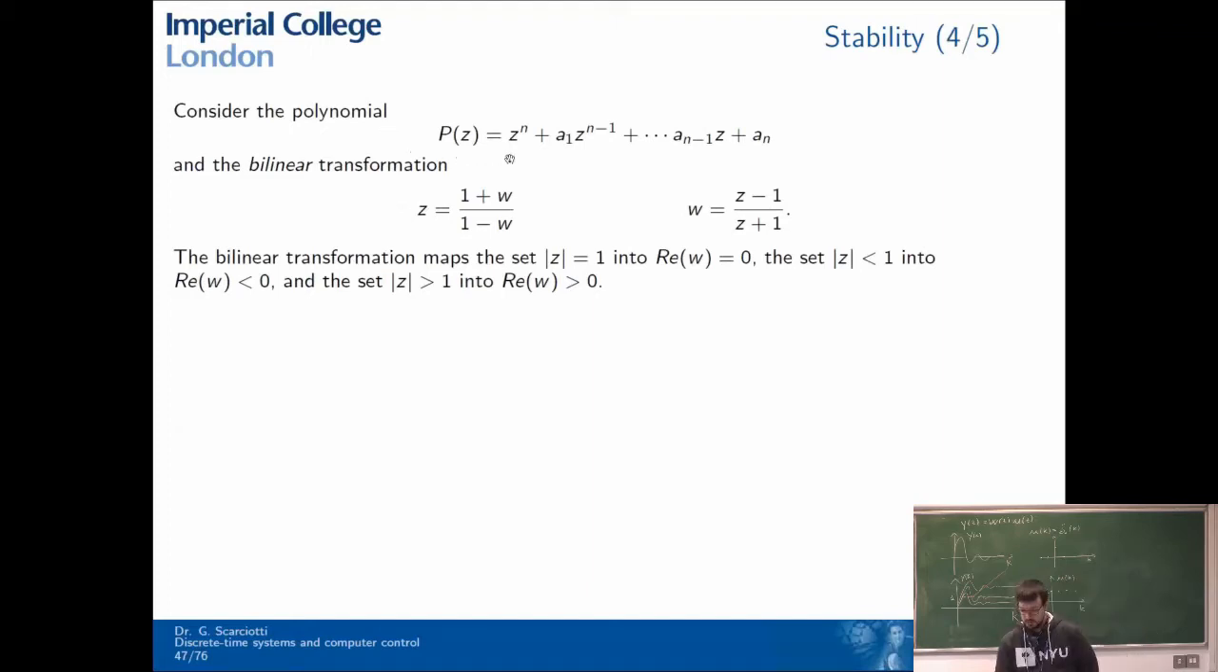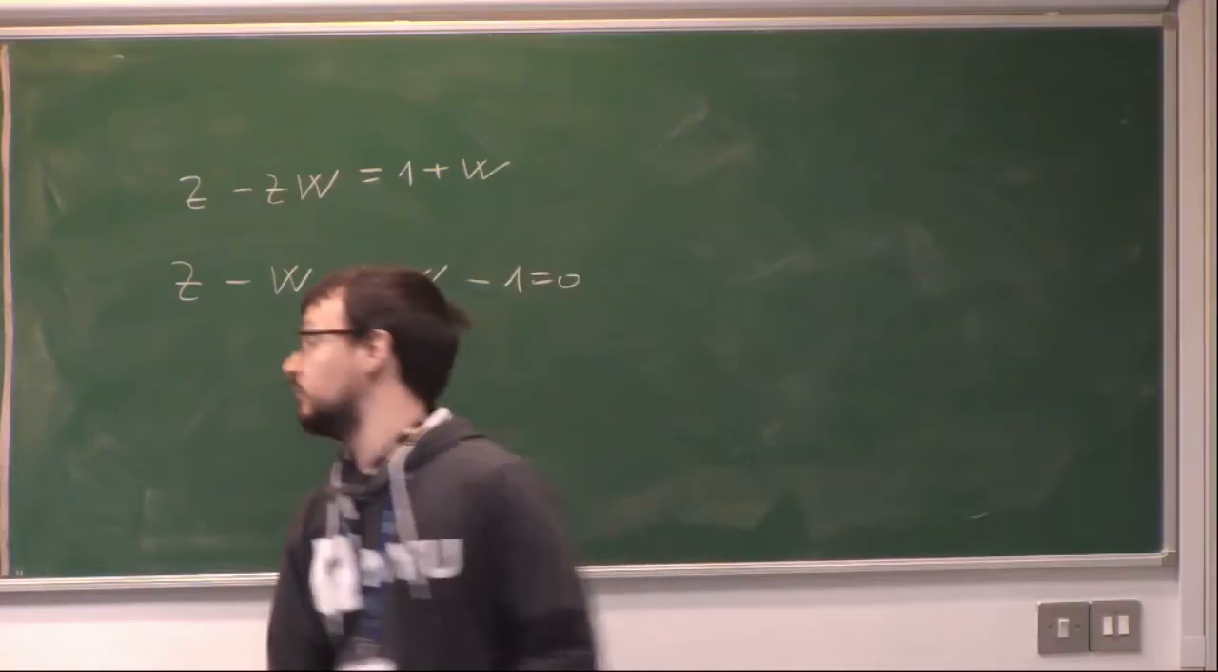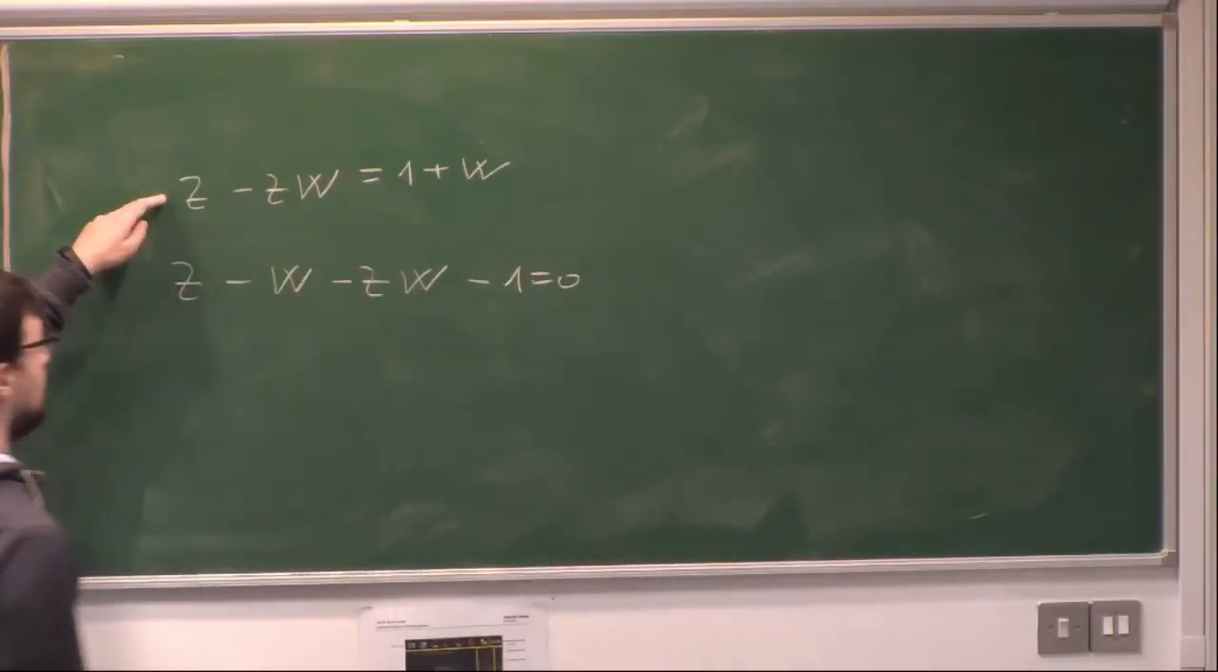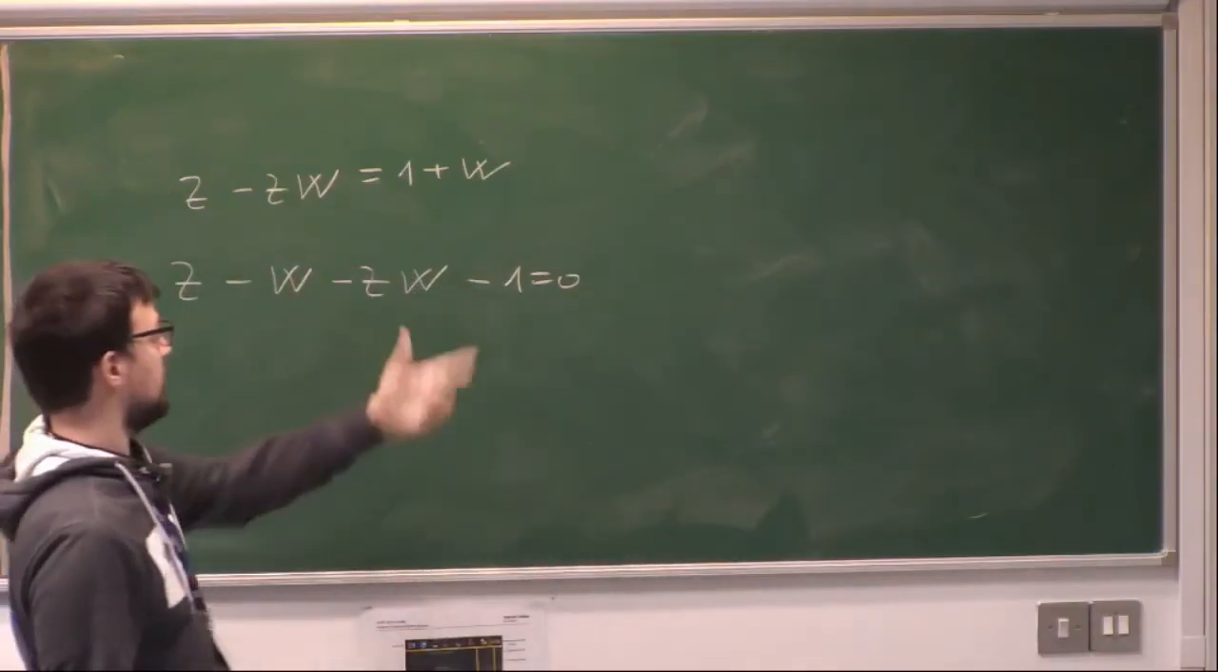So we consider the polynomial p of z, and we introduce the bilinear transformation defined by z equal to 1 plus w divided by 1 minus w. This transformation can be inverted, and w is equal to this expression over here. So what is a bilinear transformation? If we look at this expression and we multiply on the left and right by the denominator, we get this expression over here. And then if we order it, we get this expression.